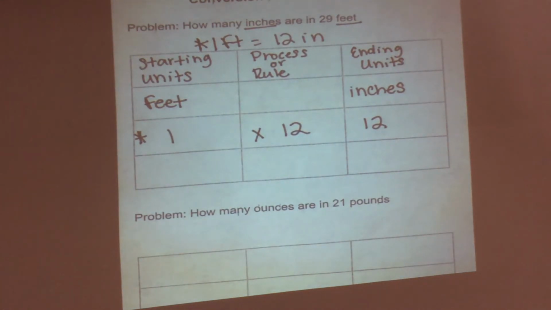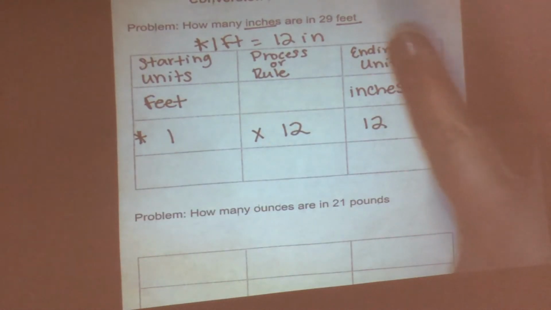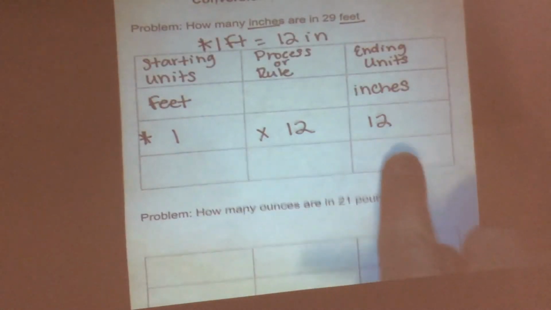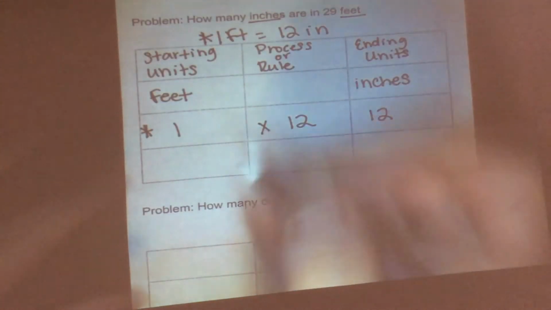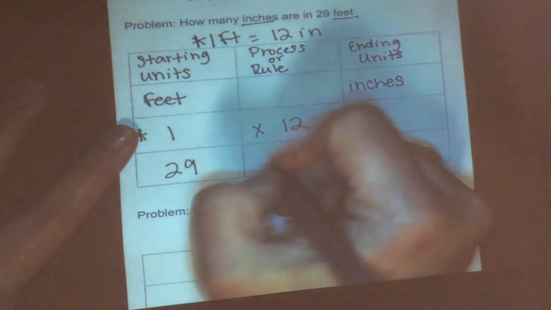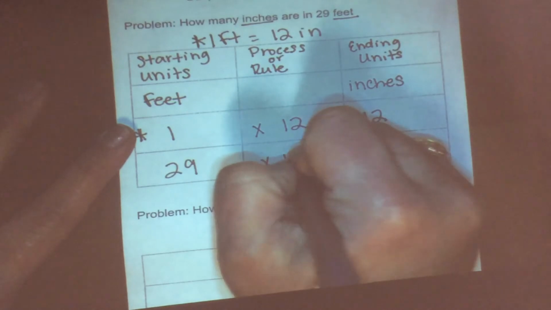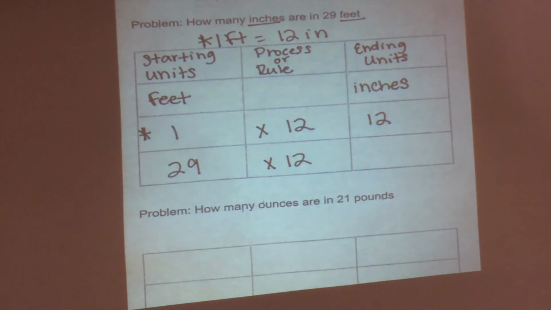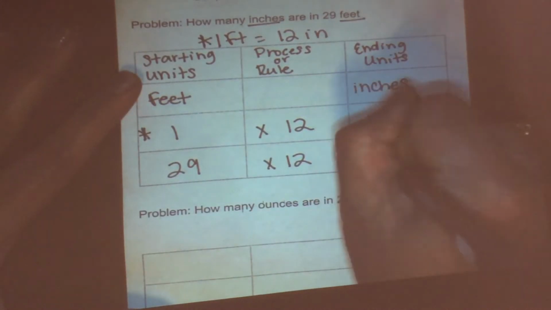Okay, now it says step 5, using the amount from the original problem, fill in the starting amount. In my original problem, what amount am I starting with? 29 feet. Okay, so am I putting that here or here? Under the starting units. Yes. And your process rule is times 12. So to figure out how many inches are in 29 feet, what am I going to do? Multiply. And that should get you 348.